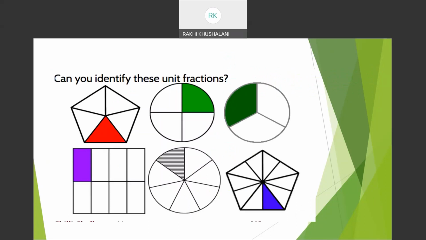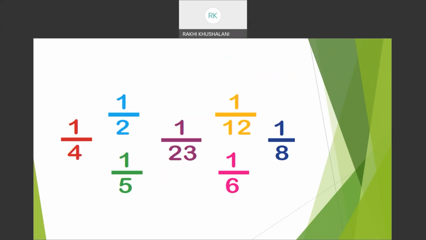We were discussing the unit fractions. We saw that out of many, if I just pick a single piece, single is called one. One piece is called a unit. So that is a unit fraction. These are some of the examples of unit fractions.